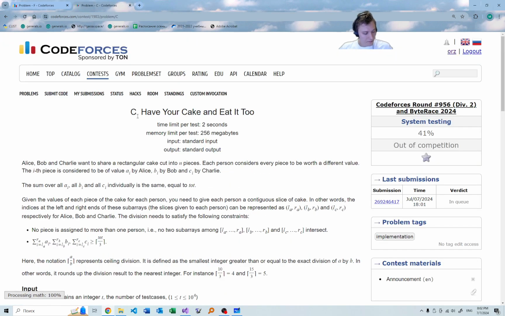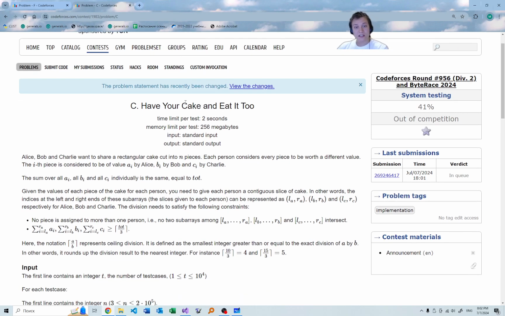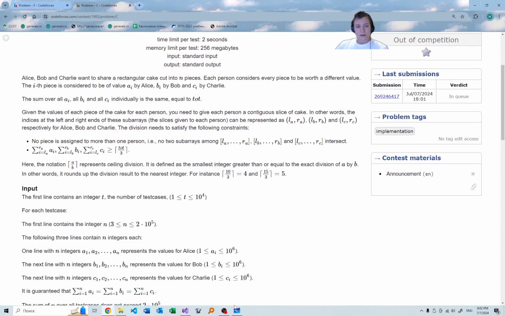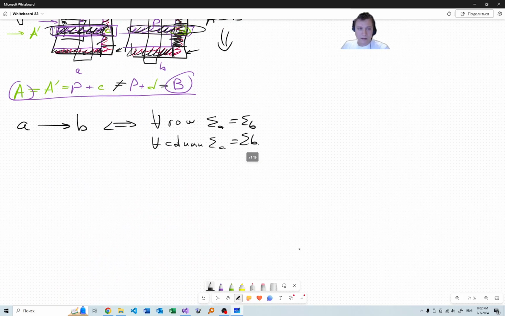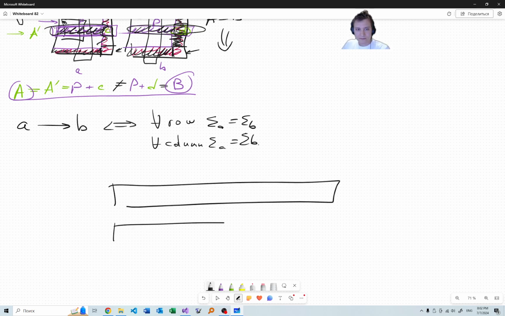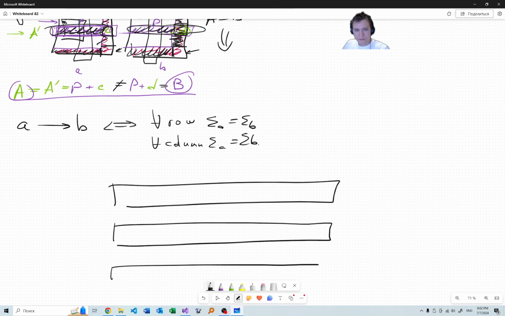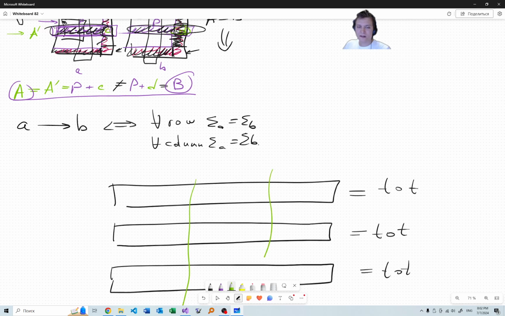Now problem C. Have your cake and eat it too. So we have three arrays, A, B, C, of same length. Also, they have the same sum, which is equal to total, some number. You want to split this array, split this thing into three parts of the same length. So, when I say the same length, I mean that this length L is same here, here, and here. This length K is also same, and this length M is also same.